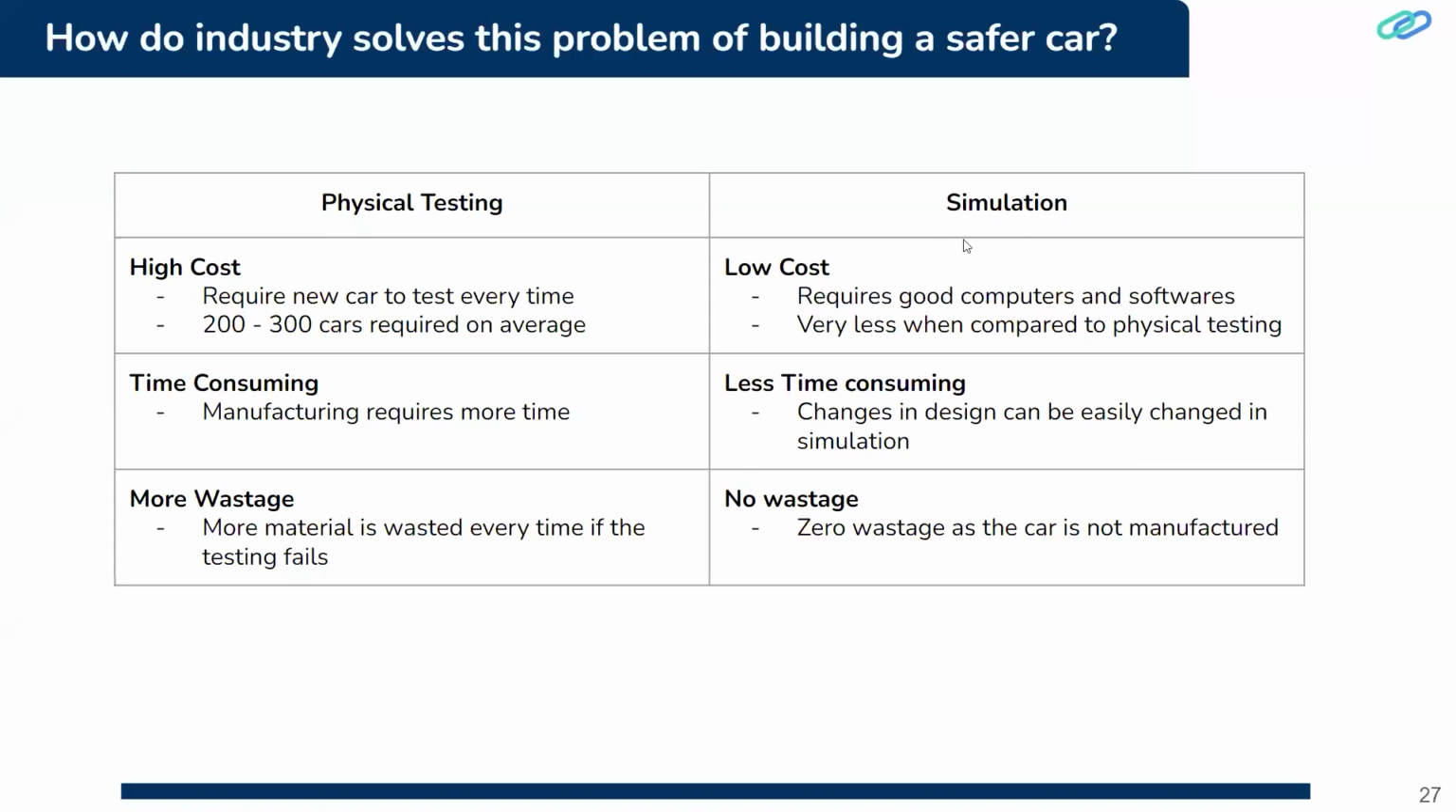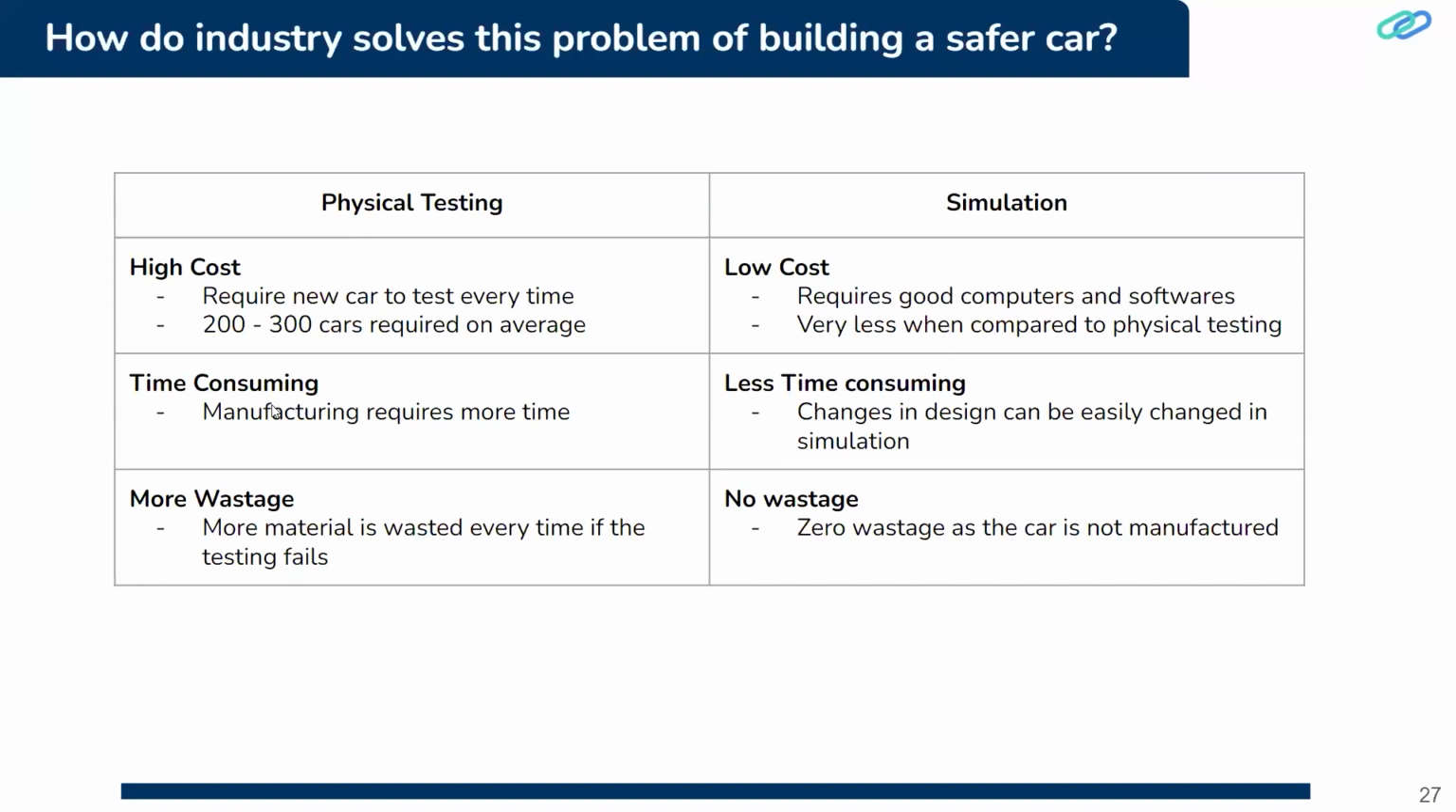But when I talk about simulation, I'll only need good computers and software, and the cost is very less when compared to physical testing, because I don't need 300 cars. All I need is a good computer and software, and I can do multiple iterations. I can do this virtual testing 200 to 300 times without the need for manufacturing and assembly, right? Hence low cost.